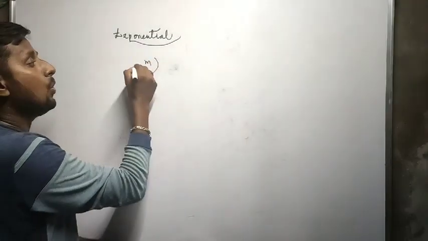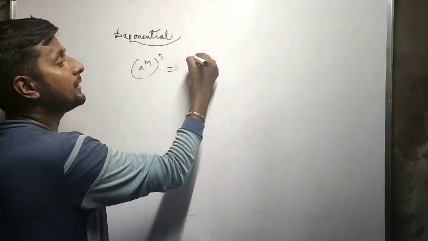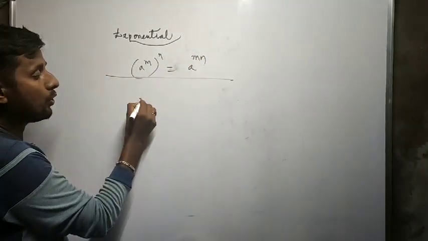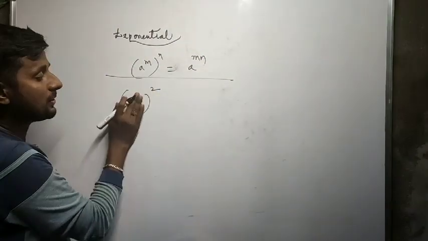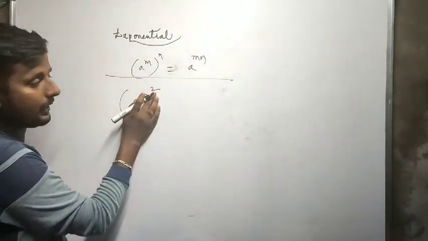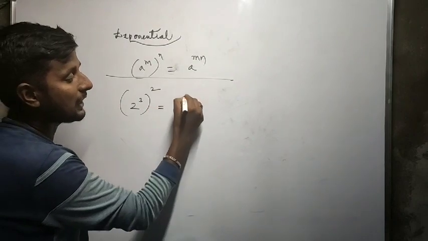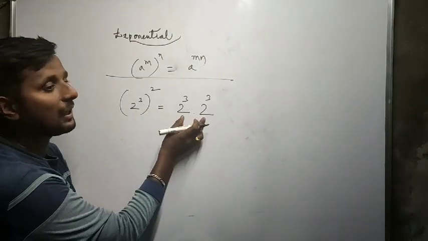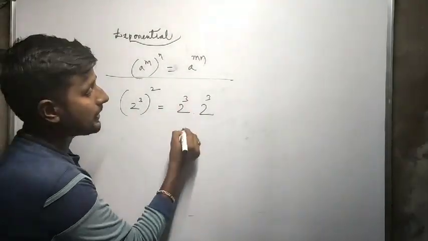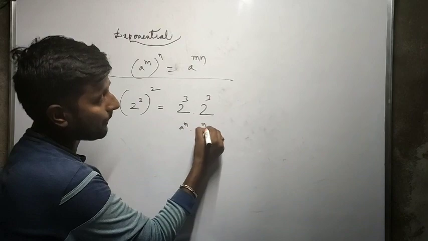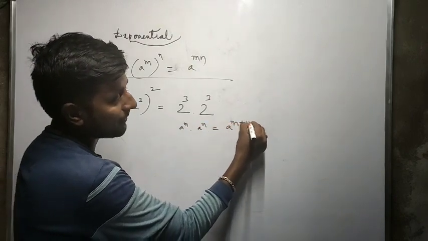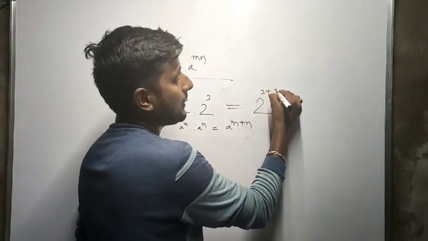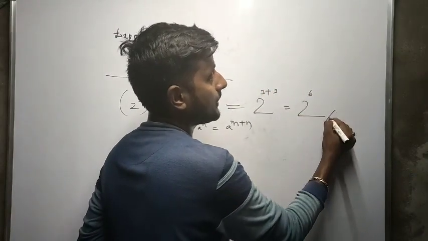A power m whole power n is equal to a power mn. Why? Look at 2 cube whole power 2. Just to remember, a square is nothing but multiplying itself 2 times, correct? Look at 2 power 3 multiplying itself 2 times. So it is in the form of a power m into a power n, that is a power m plus n. So here also we will write 2 power 3 plus 3, that is equal to 2 power 6.